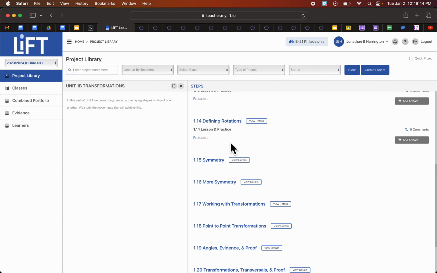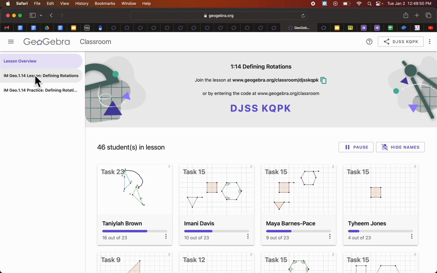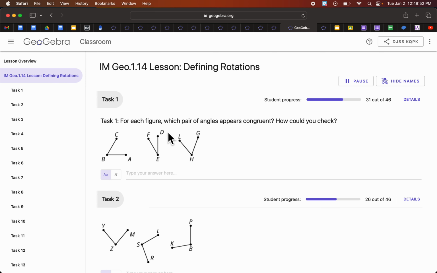114, defining rotations. Here we go. For each figure, which pair of angles appears congruent? And how could you check? Well, let's see. These are all acute.